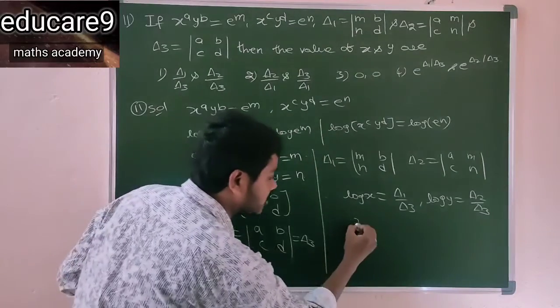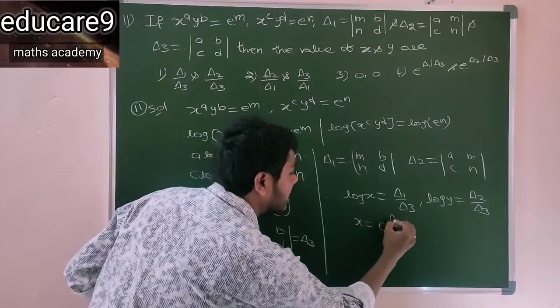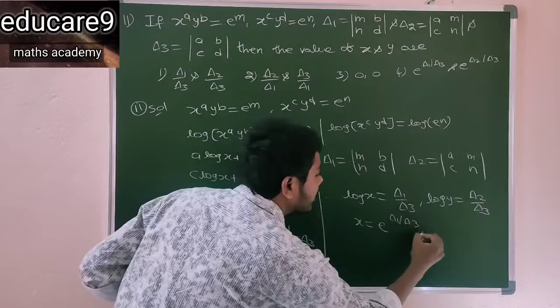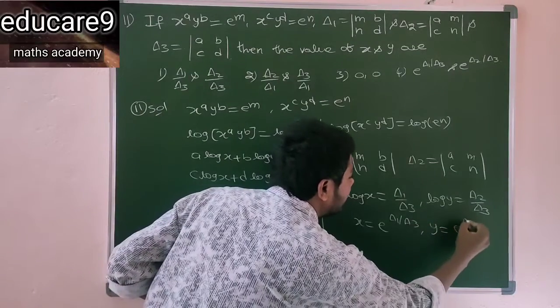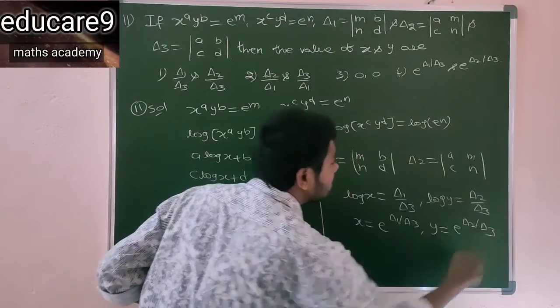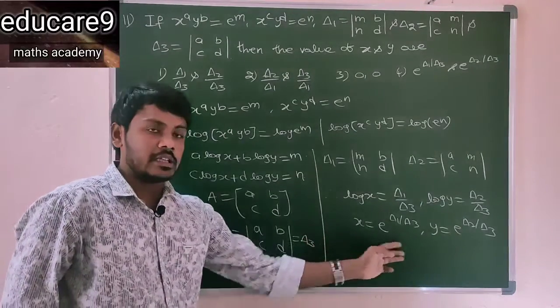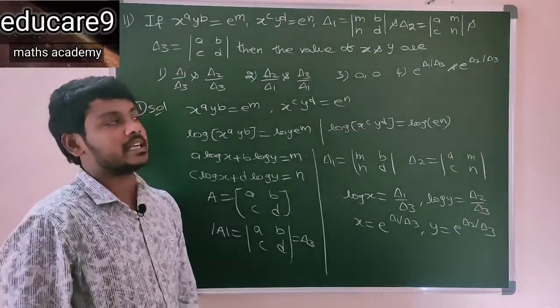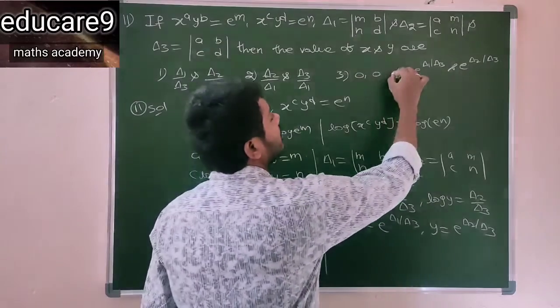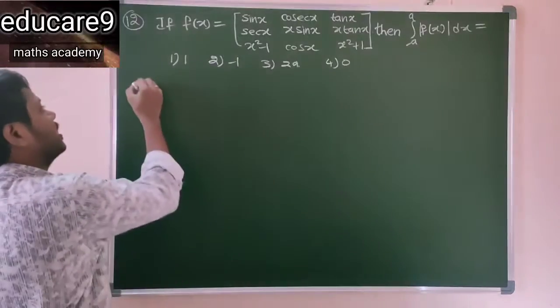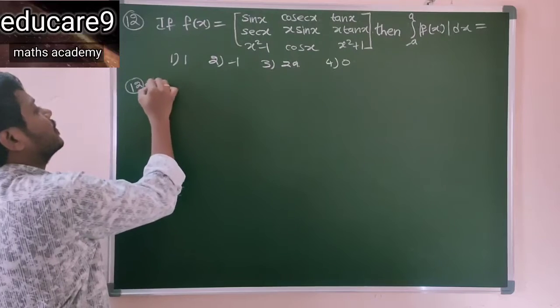So here what is the x value? e power delta 1 by delta 3, and y value e power delta 2 by delta 3. So by Cramer's rule, these are both the x and y values. So clearly option 4. Next, let us see the 12th solution.